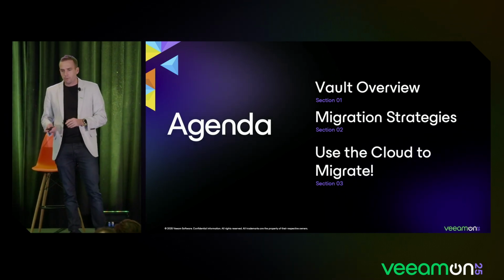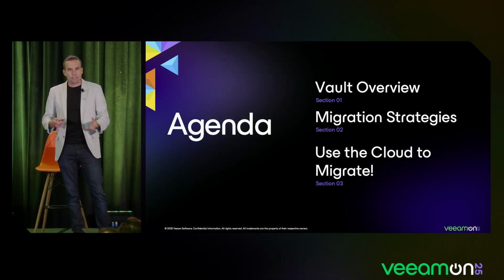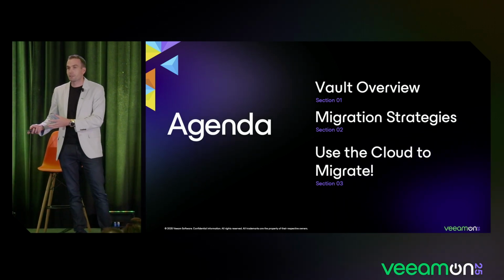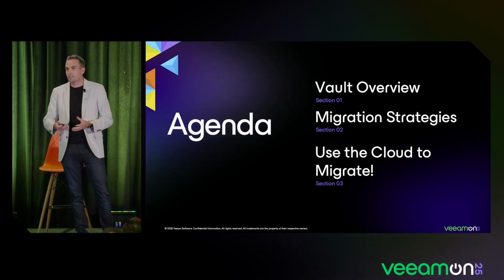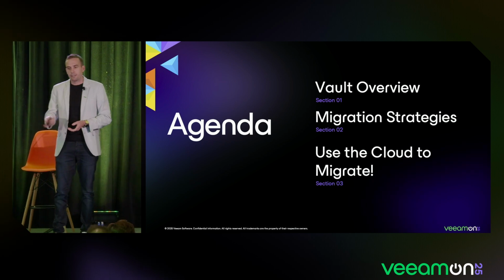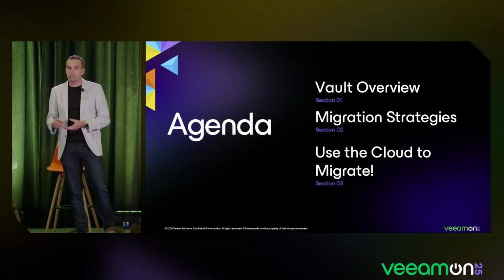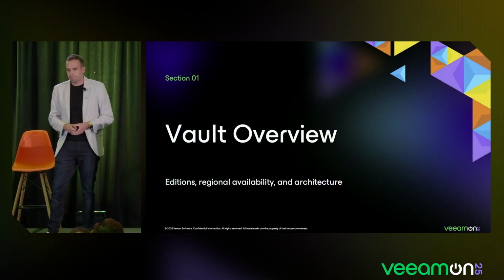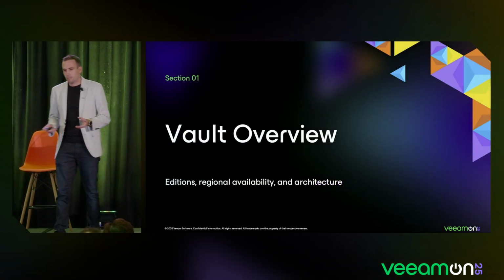First, we're going to go through the Vault overview, just a bit of what it is, how it's a little bit different to some of the other object storage that we have today, but also how it's very similar to what we know and love today and how it integrates into Veeam Data Platform. Then we'll look at the migration strategies, and then a little bit around leveraging the cloud to migrate at the end to add some benefits. We'll cover that later. So, Vault overview.